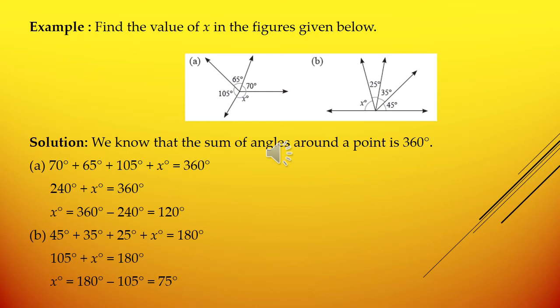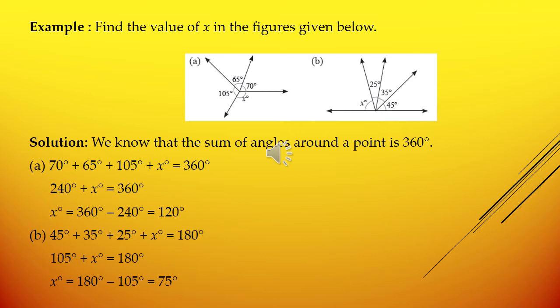In the next example, we have to find out the value of x. There are two parts A and B. Let us discuss the first part. In part A, there are four angles given: x degree, 105 degree, 65 degree and 75 degree. From the figure you can see that the sum of all these angles is equal to 360 degree, because all these four angles are forming a complete angle. So we can write here x degree plus 105 degree plus 65 degree plus 75 degree is equal to 360 degree. From this equation we can find the value of x now.